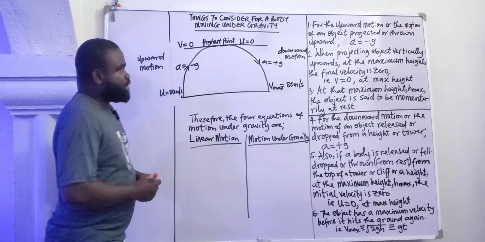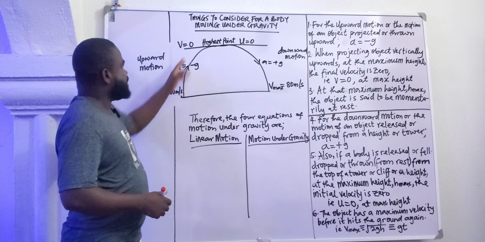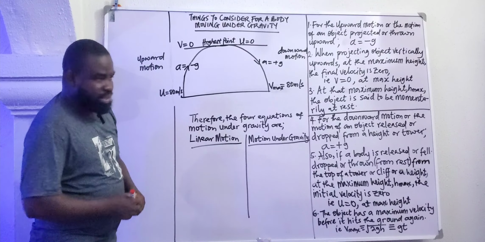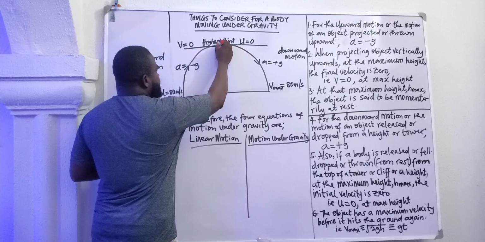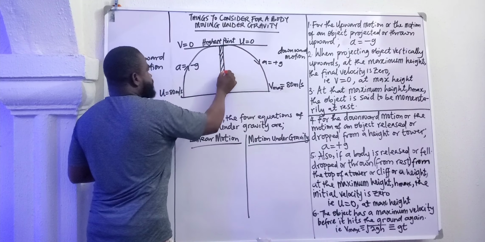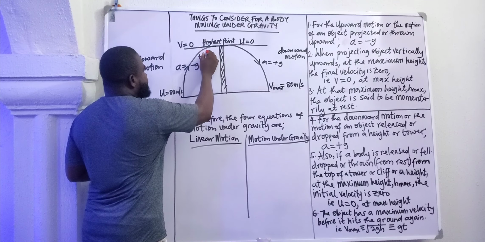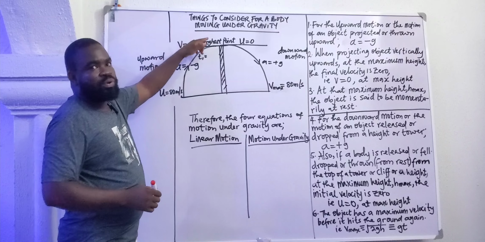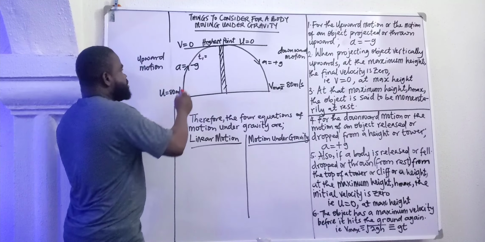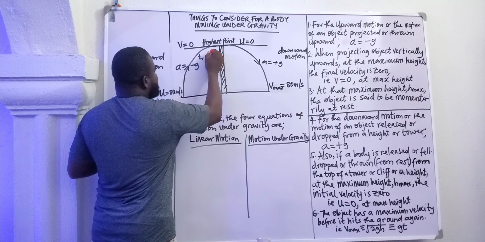So there are things we will be asked to calculate for this body that is undergoing this motion. What are the things? For the upward motion, let me put it into two parts. For the upward motion, we will be asked to look at the time it takes the object to go up, the time taken to go up. Let's call it T1 or T up. We will determine it later.